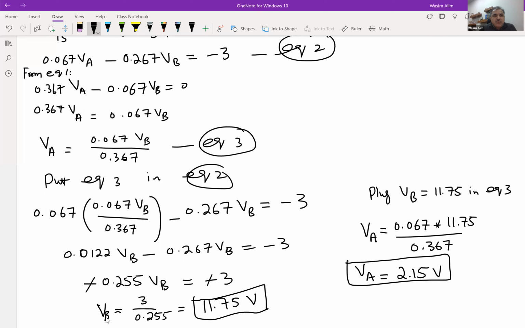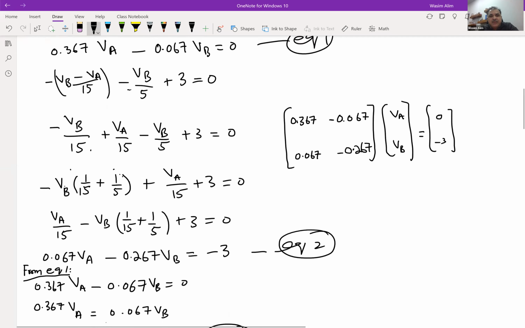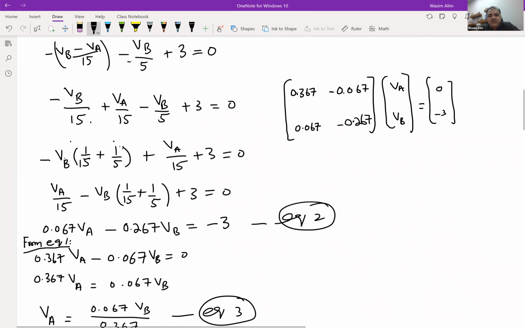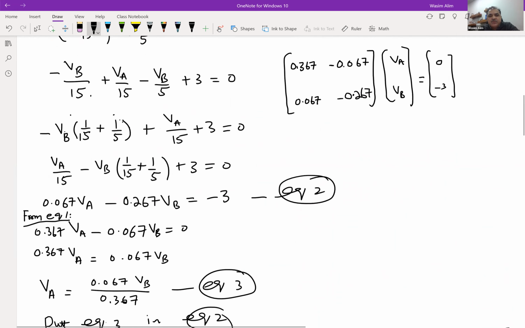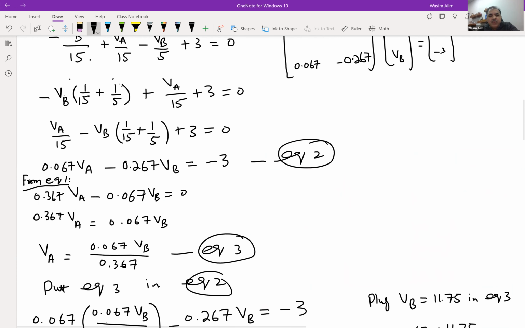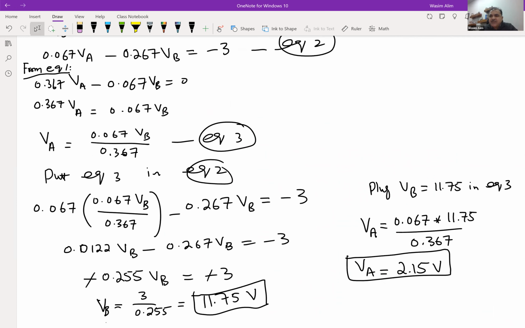I chose to use equation number one because we already have these two equations from the nodal analysis. These are my equation number 1 and 2. I started with equation number 1 since it has the least number of terms, so I thought it would be a relatively simpler calculation. So I express v sub a in terms of v sub b starting from equation number 1. What was equation number 1? It was 0.367 v sub a minus 0.067 v sub b equal to 0.